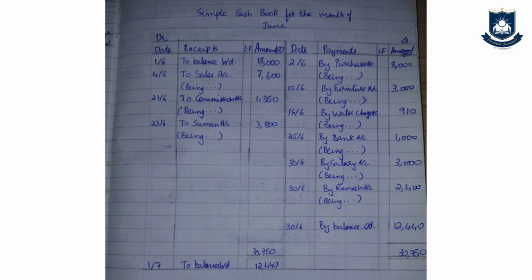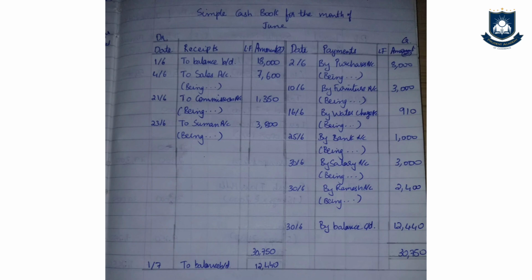Simple cash book is another name for single column cash book. So how do we start? We write "In the books of" dash. I have left it blank because they have not given the name of the proprietor or the owner or the business. Then next I have written simple cash book for the month of June. They have not told the year, so I just mentioned June.